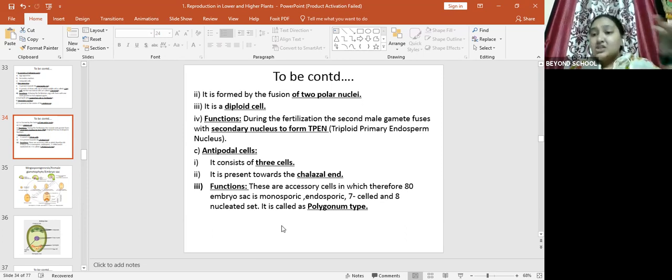And therefore all these eight nuclei together form how many? A 7-celled and 8-nucleate set of cells. And when the plant forms a 7-celled and 8-nucleate set, we call it a polygonum type of ovule. Understood, Siddhant? समझ में आया यहाँ तक? लिख लो, फिर मैं आपको मेगास्पोरोजेनेसिस का डायग्राम एक्सप्लेन करती हूँ. ओके, राइट इट डाउन.